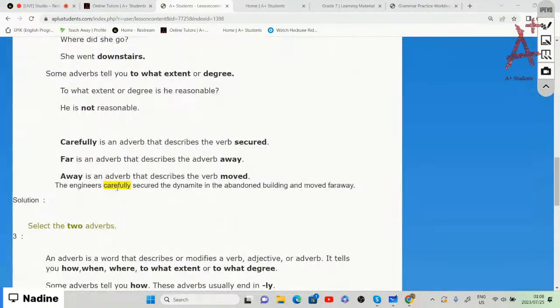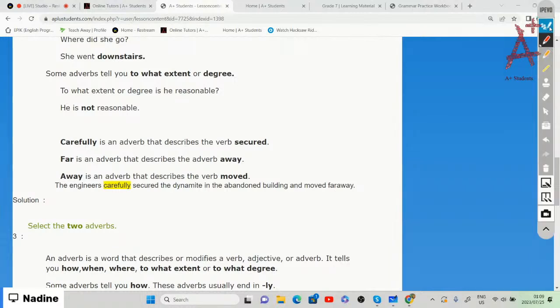The engineers carefully secured the dynamite in the abandoned building and moved far away. So one of the adverbs that was already selected is carefully. Carefully is an adverb that describes the verb secured, right? So how has it been secured? Carefully.